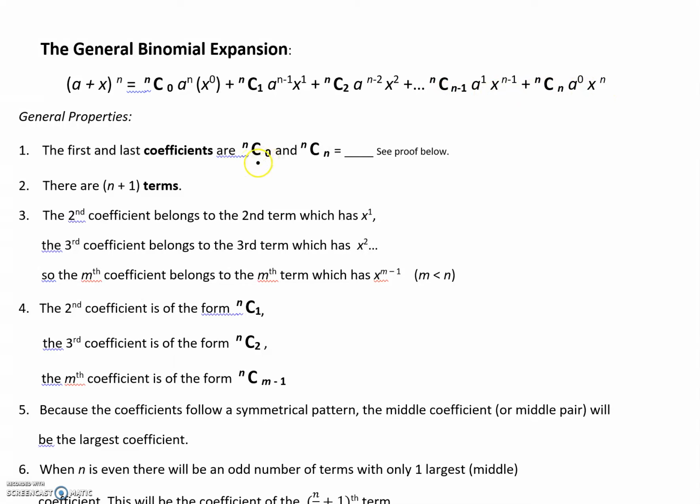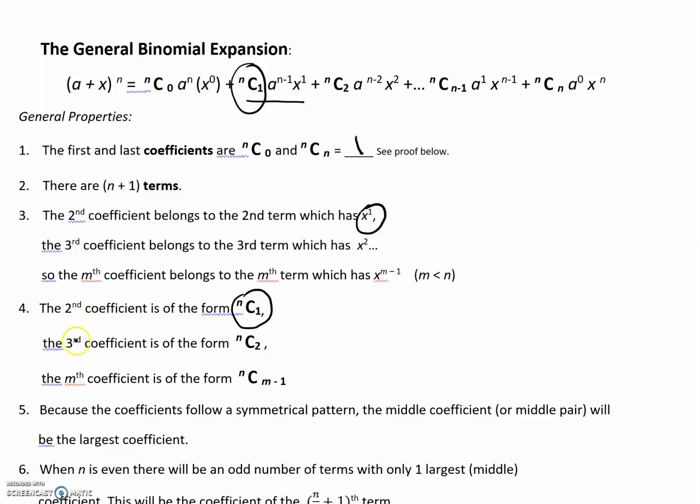The first and last coefficients are nC0 and nCn, and they're always equal to 1, and we'll show the proof of that later. There are always n plus 1 terms. The second coefficient belongs to the second term, which has x to the power 1. This is the second coefficient. This is the second term, however x is to the power 1. That pattern continues. The second coefficient can be written in the form nC1, then the third coefficient, and so on.